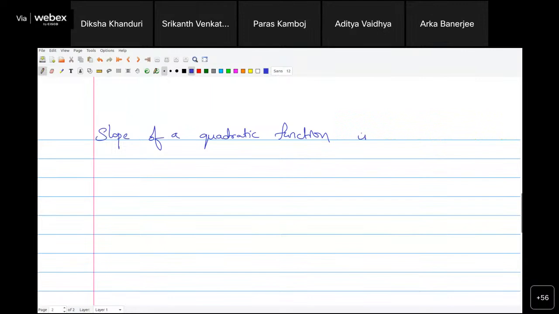For a quadratic function f of x equals ax square plus bx plus c, the slope at some point x naught comma y naught is 2a x naught plus b.